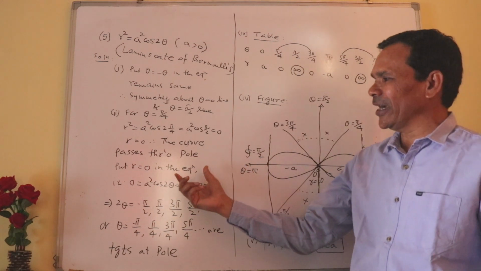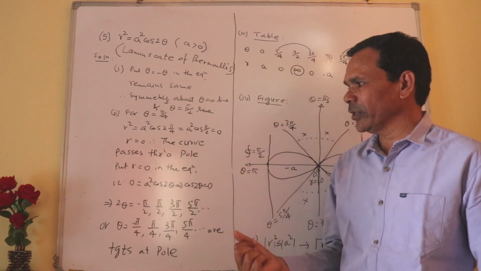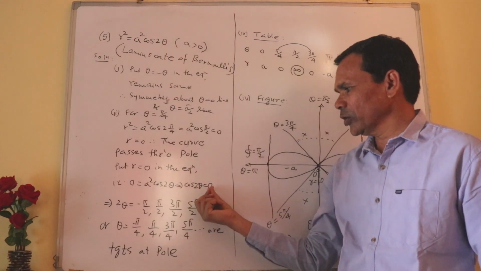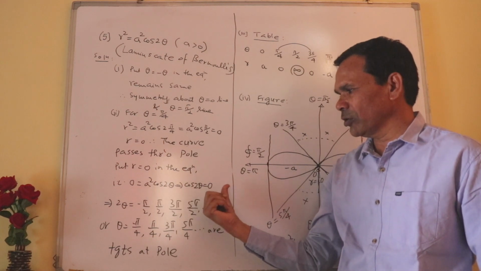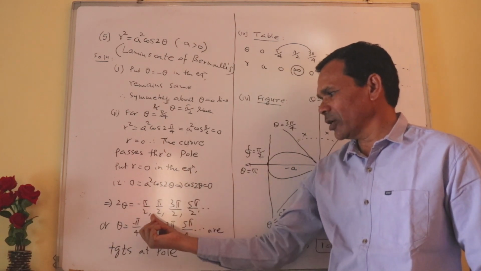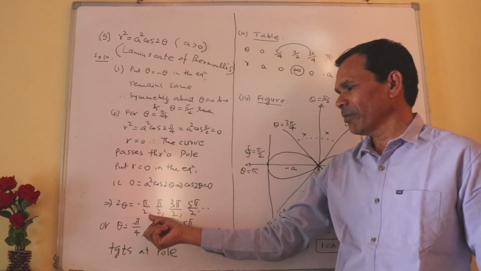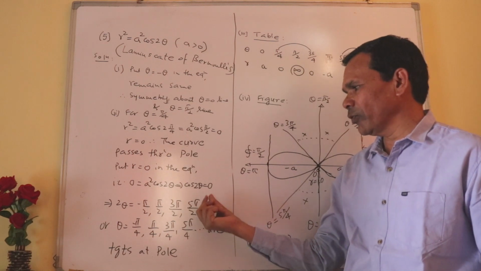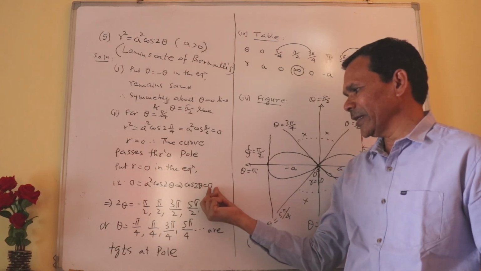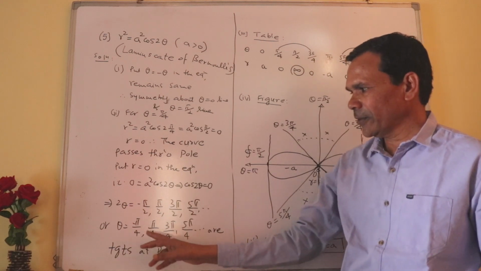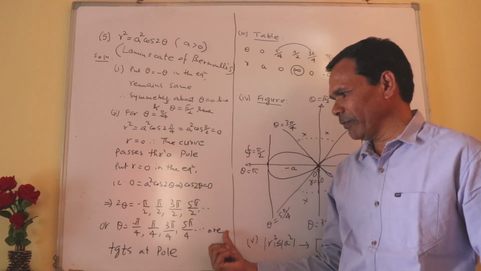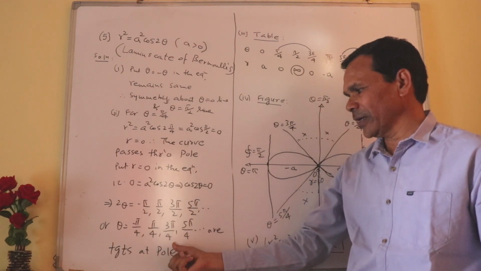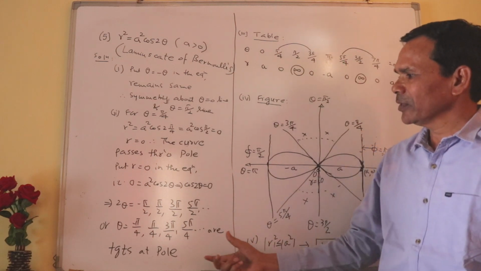Now to find tangents at the pole, we put r is equal to 0 in the equation of the curve. So cos 2 theta is equal to 0 because a square is not equal to 0. So 2 theta is equal to, you are getting multiple values, minus pi by 2, plus pi by 2, 3 pi by 2, 5 pi by 2, 7 pi by 2, for which the cos of the angle is 0. Now further I take this 2 to the other side, so after simplification, these are tangents at the pole: minus pi by 4, plus pi by 4, 3 pi by 4, 5 pi by 4 and so on.